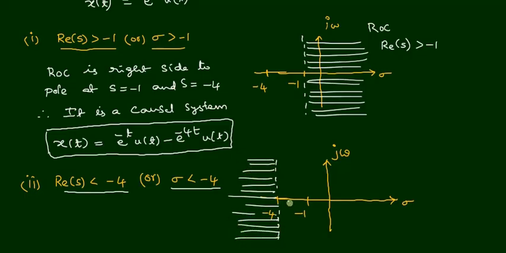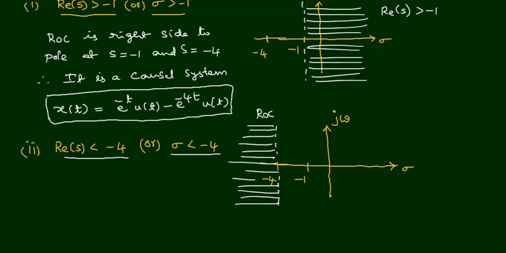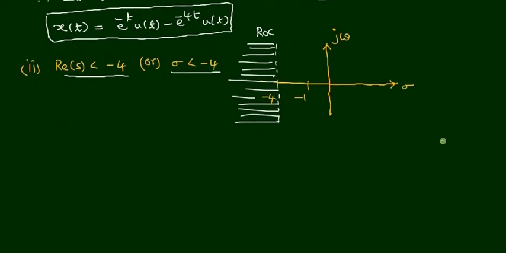So now if you observe this one, the ROC for the given condition is left side to both the poles. When the ROC is left side to the poles, then we change the polarities or sign of the inverse function. So here we write the comment.